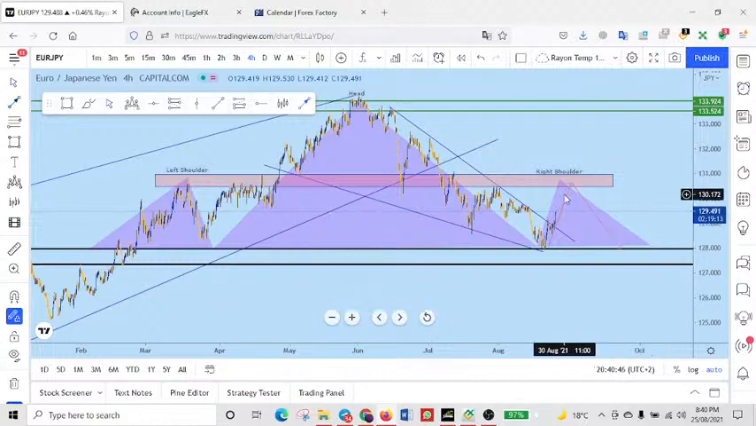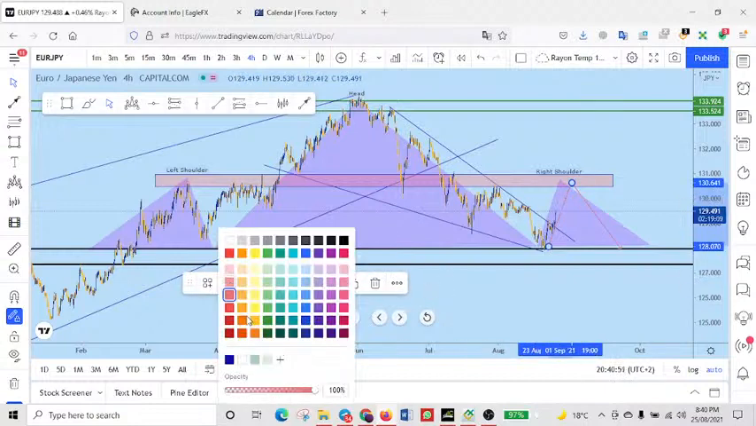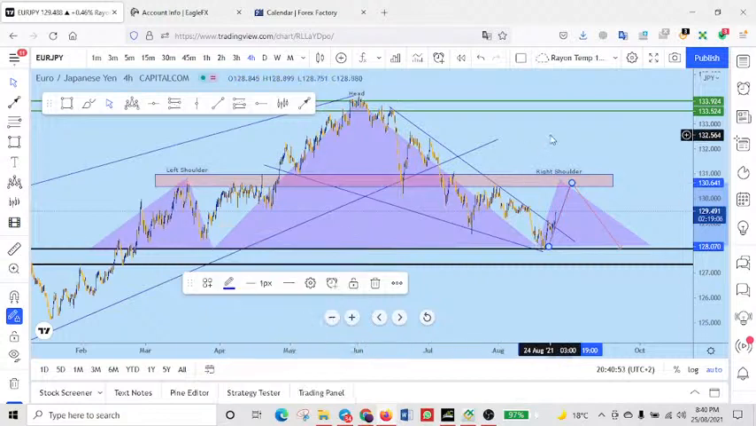So now, this is what we should be looking at in the market on Euro JPY. Next week, we should be selling Euro JPY. So you see how easy it is to pin this thing down.